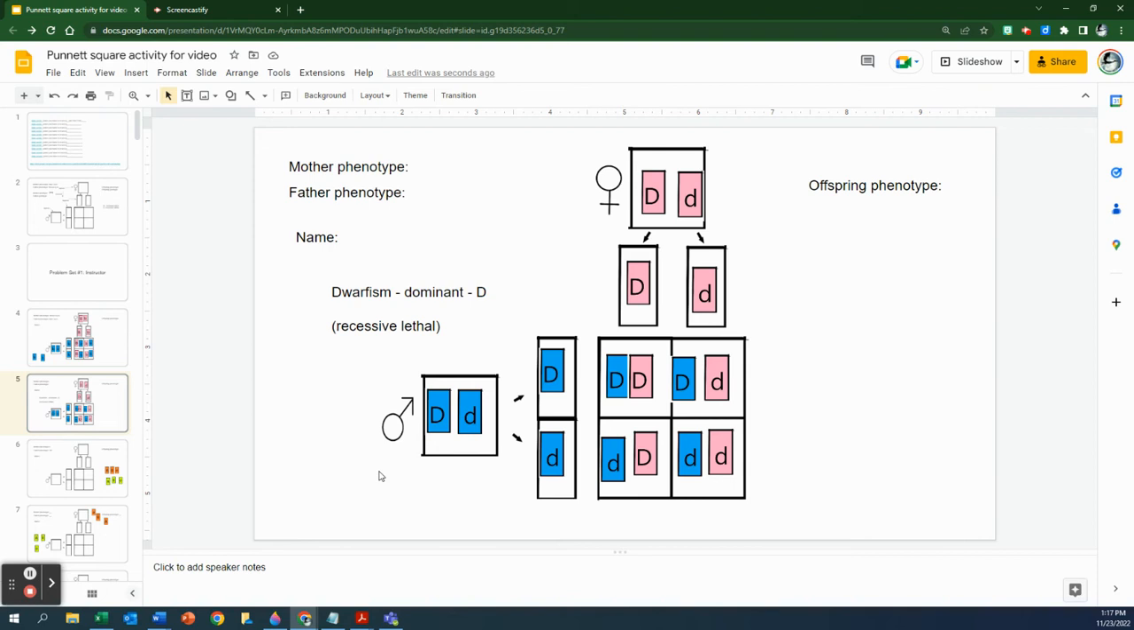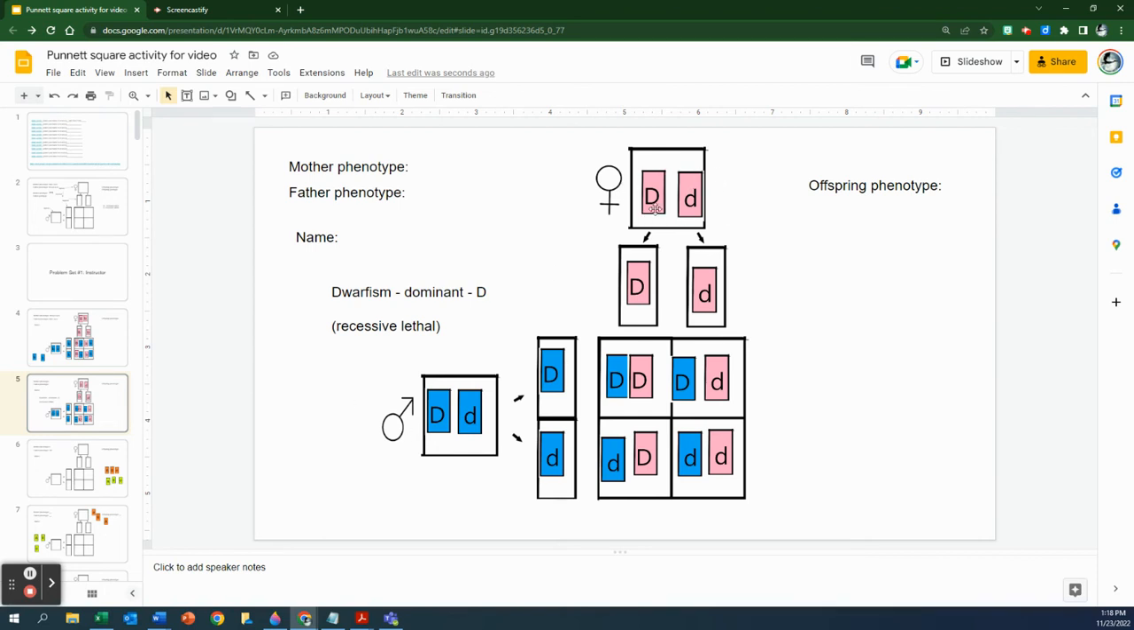So dwarfism is a dominant, but it's a recessive lethal. So in order for it to be lethal, you have to have two big Ds. Only in that case is it lethal. So it's not lethal if you just have one or the other. So same setup.